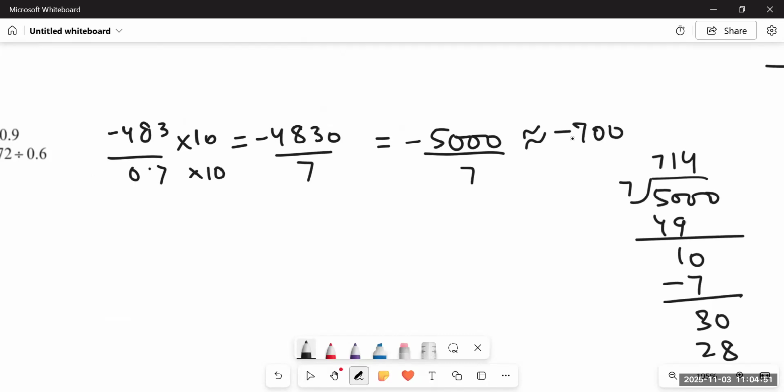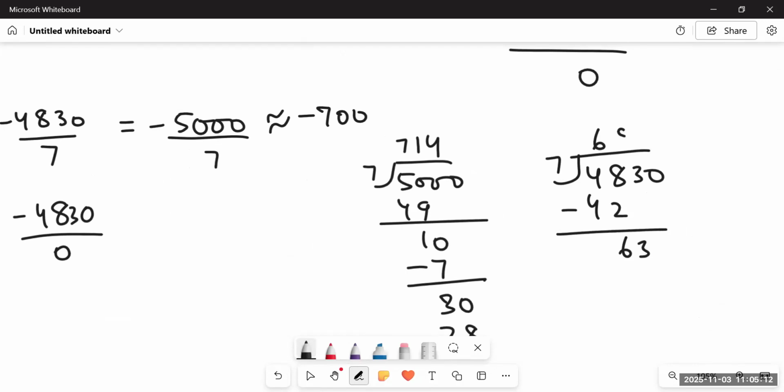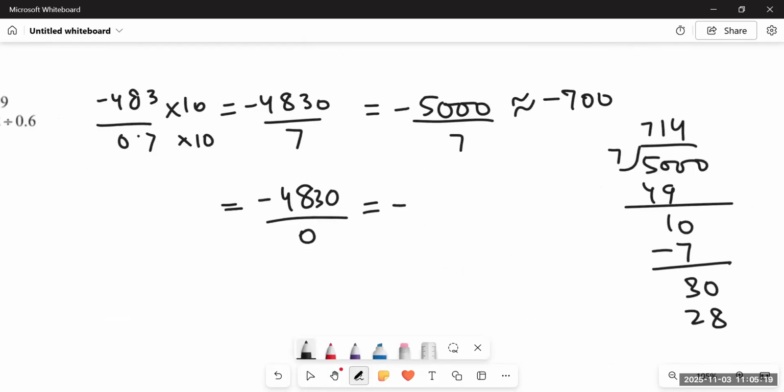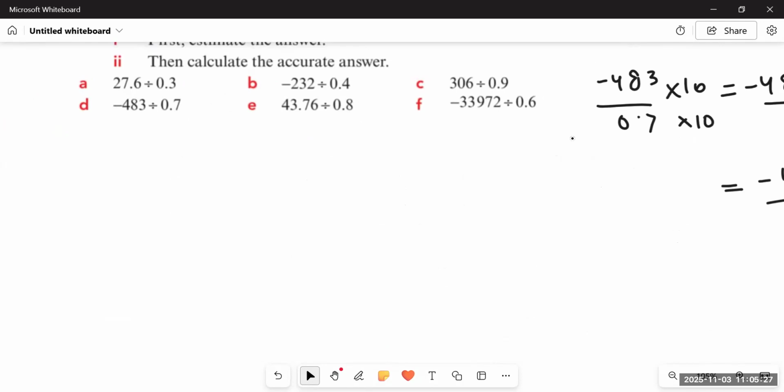And the actual answer, let's figure it out. What would be the actual answer? 7 sevens are 49, so 7 sixes are 42. 7 nines are 63. So it would be minus 690, which is very close to the estimated answer. Right? Now the next one is 43.76.